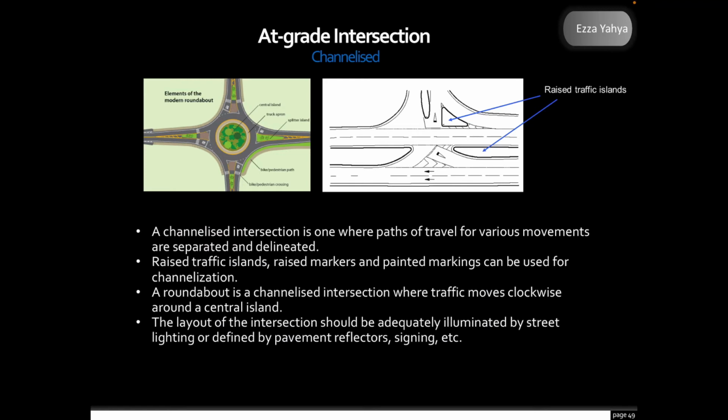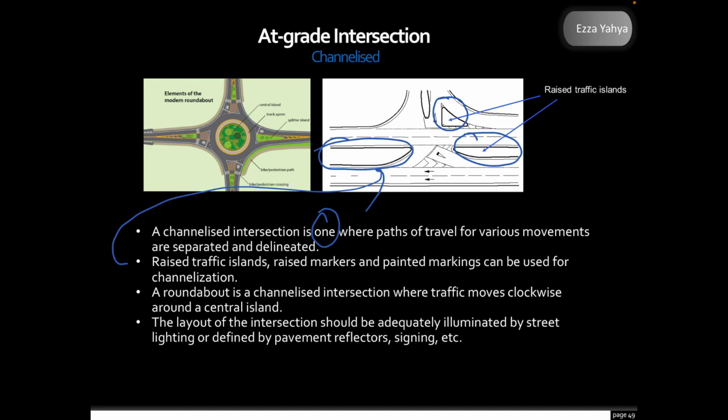Okay, next, the last one of the at-grade intersections is the channelized intersection. A channelized intersection is one where the travel paths for various movements are separated or delineated. Right? So there are various movements. It uses raised traffic islands, like the raised traffic island here. Raised markers and painted markings can also be used for channelization. So an example is like here, where we have an island to channelize the road intersection.